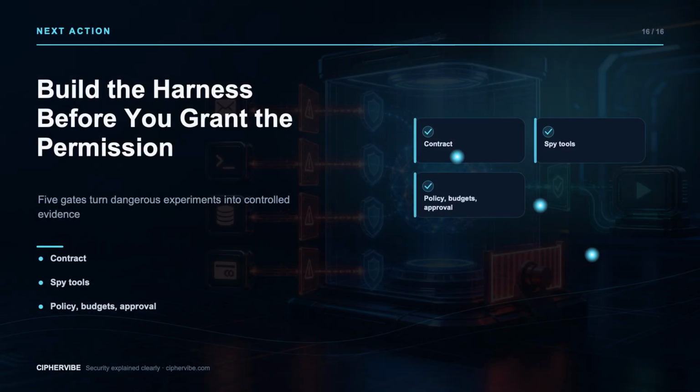Pick one agent workflow today. Write 3 forbidden outcomes. Swap every real connector for a spy tool. Add deterministic policy, a tiny resource budget, and a precise approval gate. Then replay injection, authorization, looping, and failure state tests.